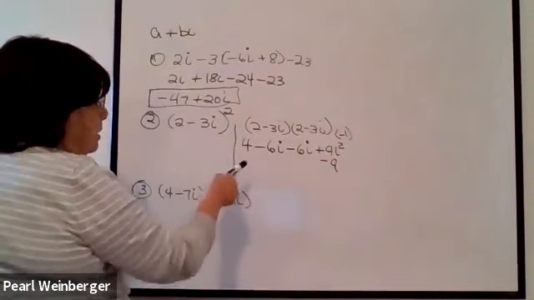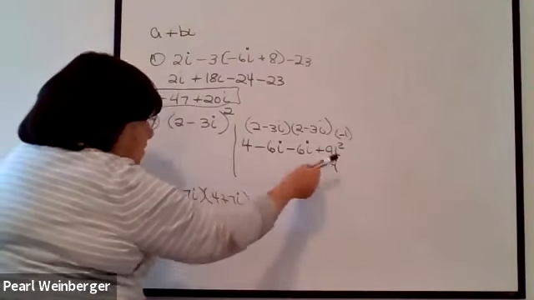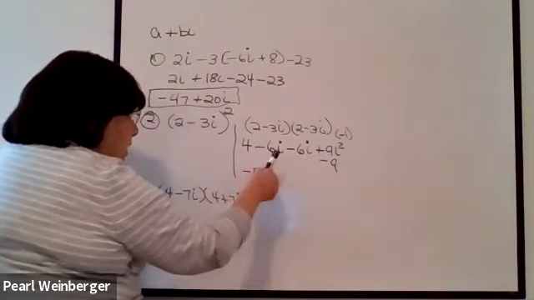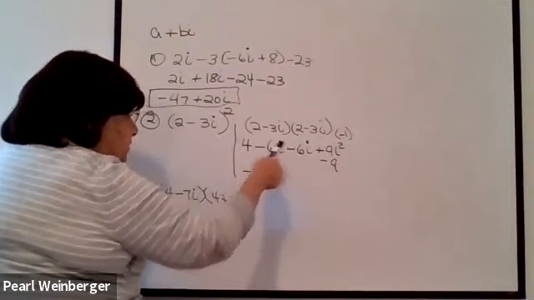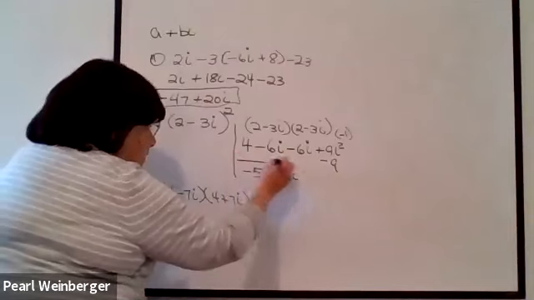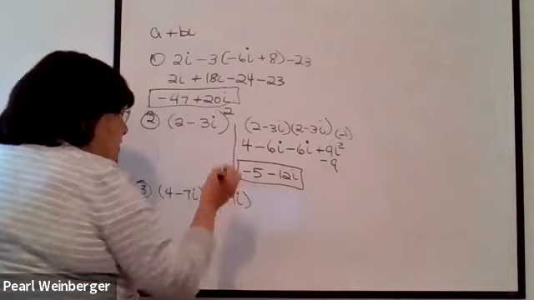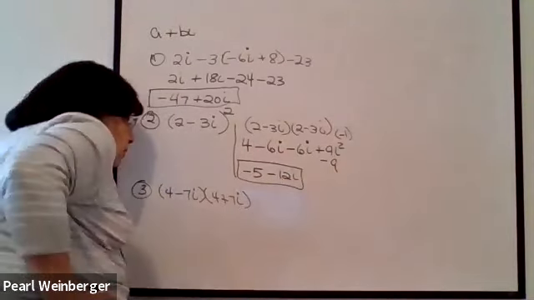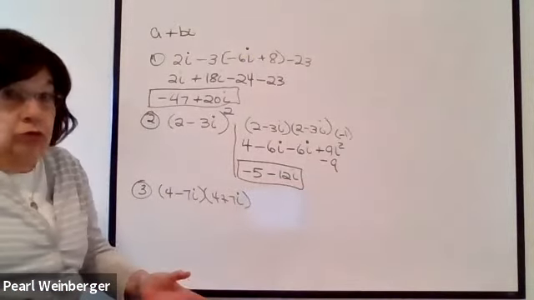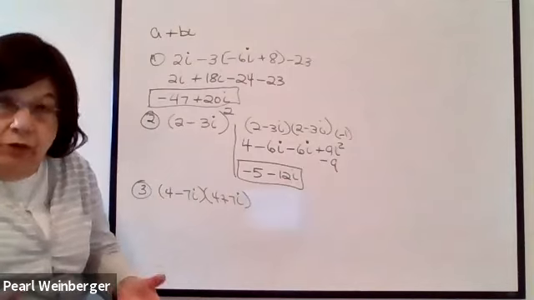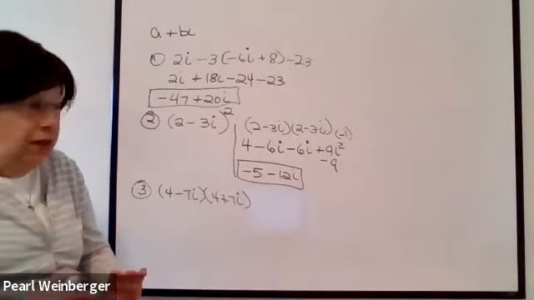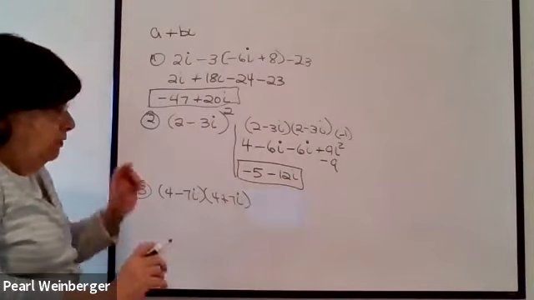And I combine the like terms. The 4 and the negative 9 are the real numbers, negative 5. And the negative 6i and the negative 6i combine to negative 12i. And my answer comes out to be negative 5 minus 12i, which is the way you multiply any two binomials. Again, once you have an i squared, you replace it with negative 1. That's the only thing you have to remember here.